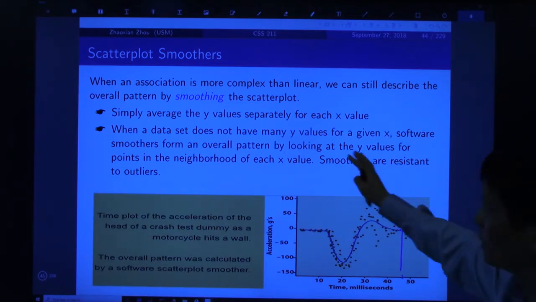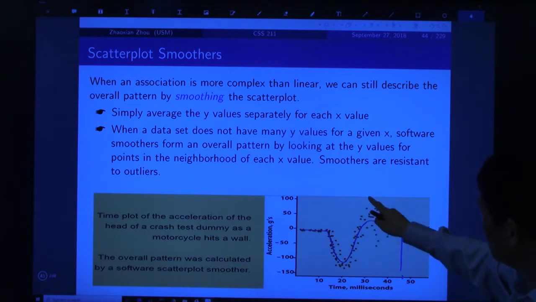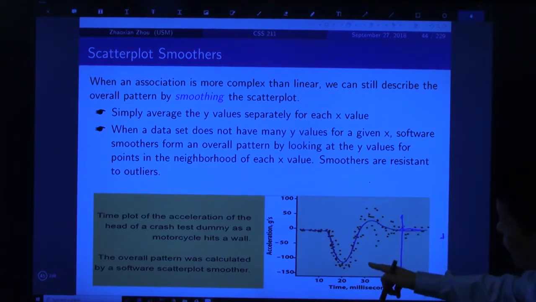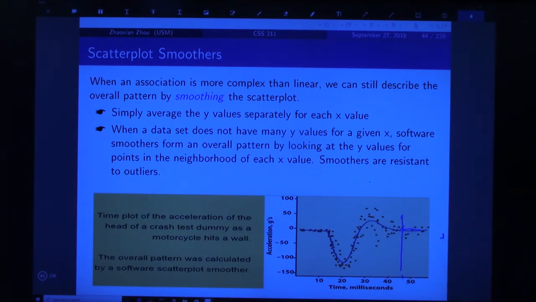Smoothers are resistant to outliers. If you have one outlier like this, and you put one here, it will not affect the fitting line too much. So that is the beauty of scatter plot smoothers.